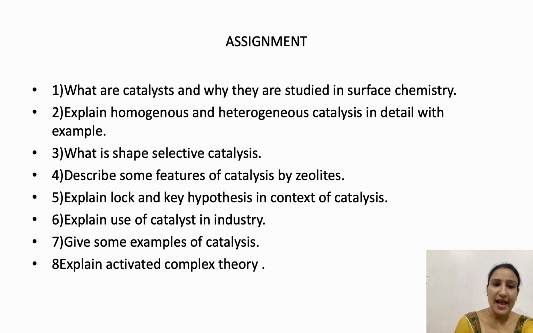Question number 8 is, explain activated complex theory. With a graph, explain this theory, the meaning of activated complex, and how it works in the phenomena of catalysis. So these 8 questions are for you for recapitulation and to write as an assignment, and we will discuss these questions in the next class. If you have any problem, you can discuss these topics and questions with me in the next class. Thank you.